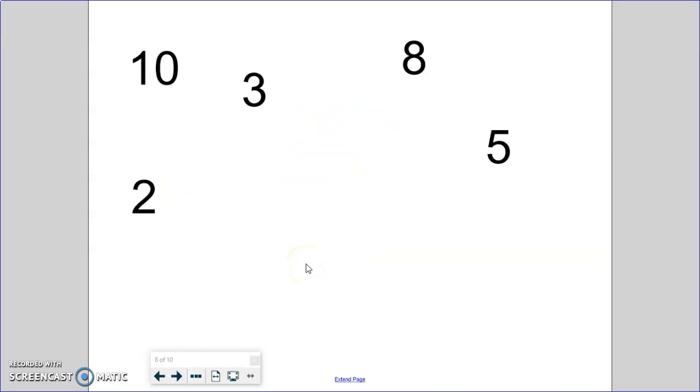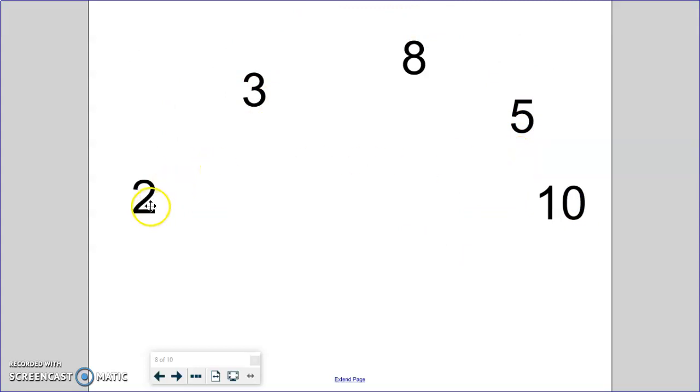I can keep counting up like that, or I can get both my ends in place, which means the smallest number and the very biggest number. So let's try that. Where is the biggest number? Let's see, we have 10, 3, 8, and 5. Which one of those is the biggest number on our page? The number 10.